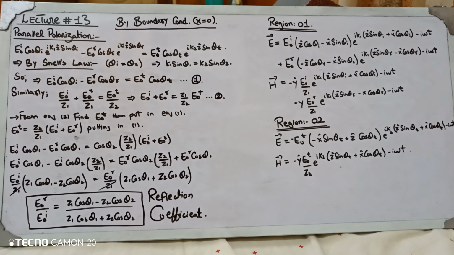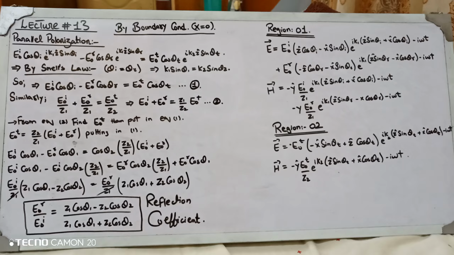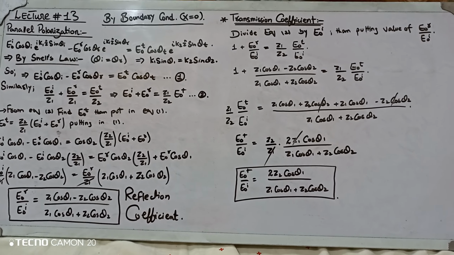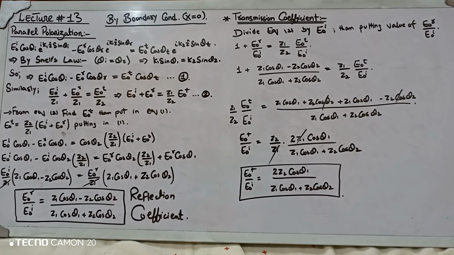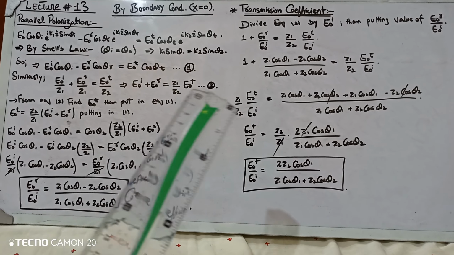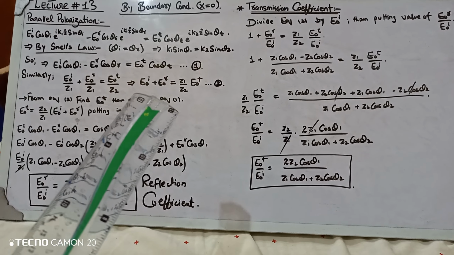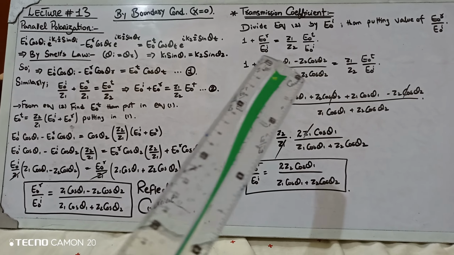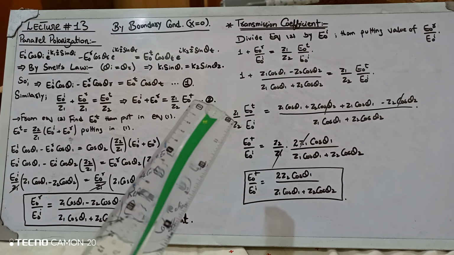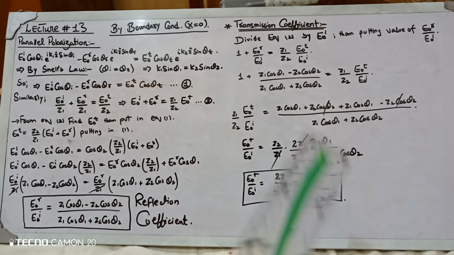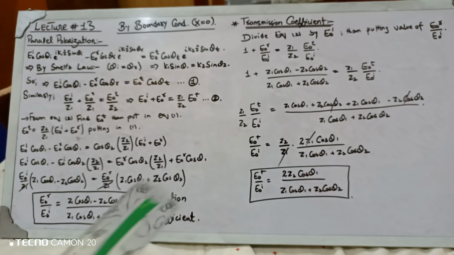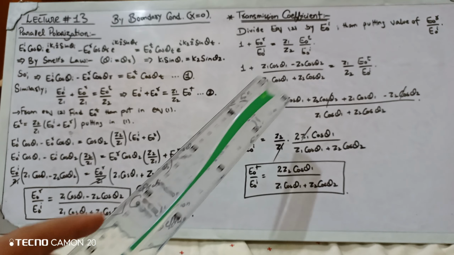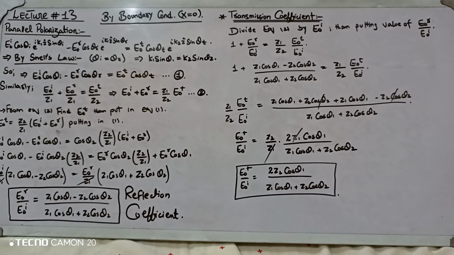Now move on towards finding the transmission coefficient. To find the transmission coefficient, you have to divide your equation 2 by E naught I. When you divide E naught I by E naught I, it becomes 1. So you can see 1, and E naught R divided by E naught I, and Z1 plus Z2 as it is. And when you divide by E naught I, it becomes E naught T divided by E naught I. Now E naught R divided by E naught I, we already found here. You have to put the value of E naught R divided by E naught I from here to here. So this, after putting the values.